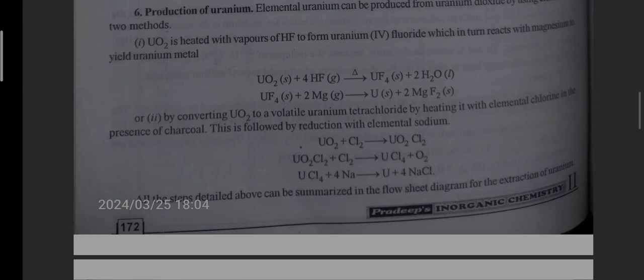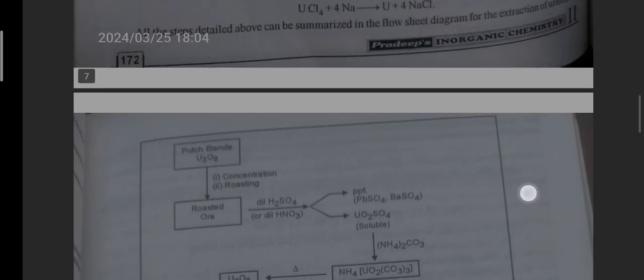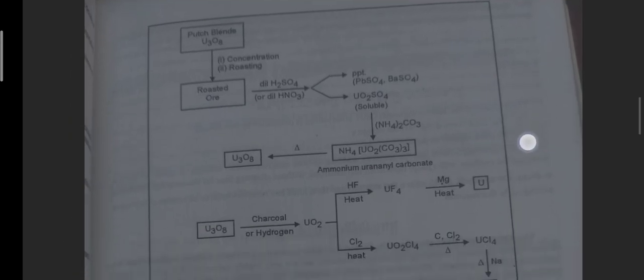A. UO2 is heated with vapors of HF to form uranium 4 fluoride, which in turn reacts with magnesium to yield uranium metal. Or B. by converting UO2 to a volatile uranium tetrachloride by heating it with elemental chlorine in the presence of charcoal. This is followed by reduction with elemental sodium. All the steps detailed above can be summarized in the flowchart diagram for the extraction of uranium. This is the flowchart.